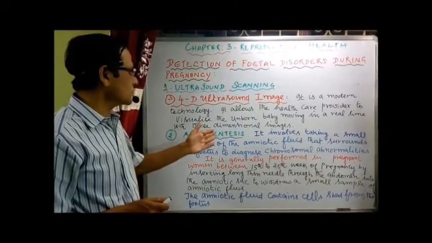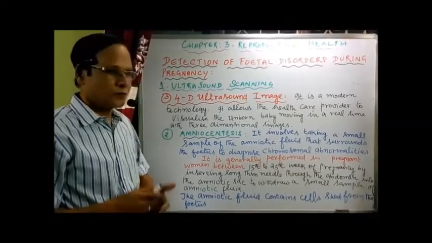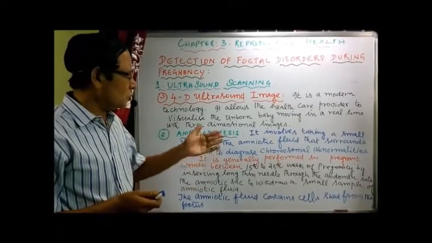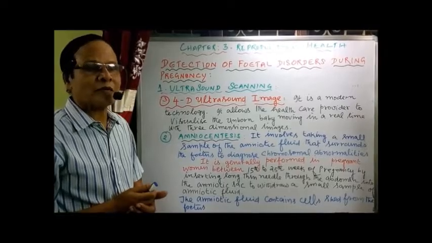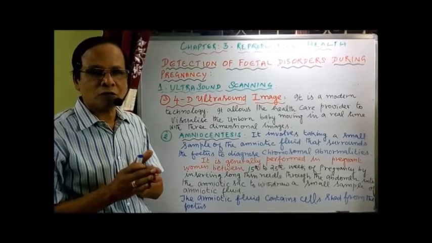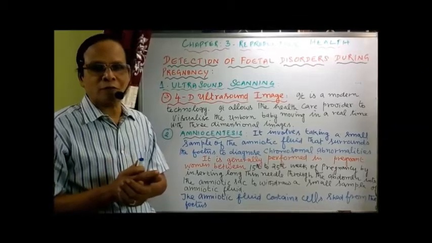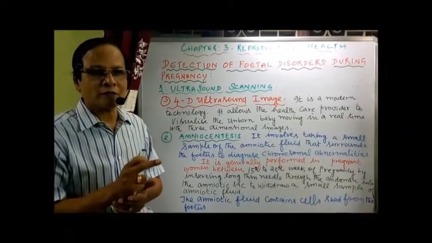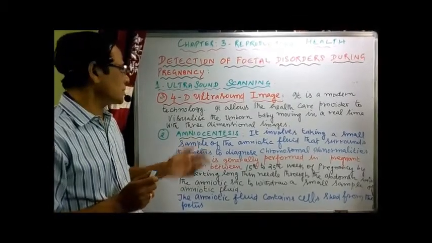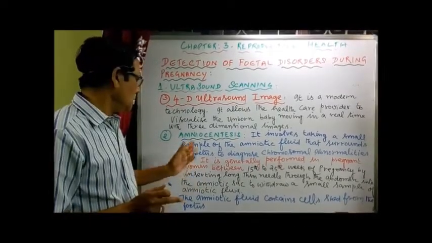Now the second method, amniocentesis. This is the oldest method, not a new method, but adapted somehow to find out any chromosomal abnormalities in the developing fetus. It involves taking a small sample of amniotic fluid. Amniotic fluid is enclosed by the amniotic membrane, or amnion. The amnion, one of the extra-embryonic membranes, encloses the baby within a cavity. That cavity is filled with amniotic fluid that surrounds the baby. So this method involves taking a small sample of the amniotic fluid that surrounds the fetus.